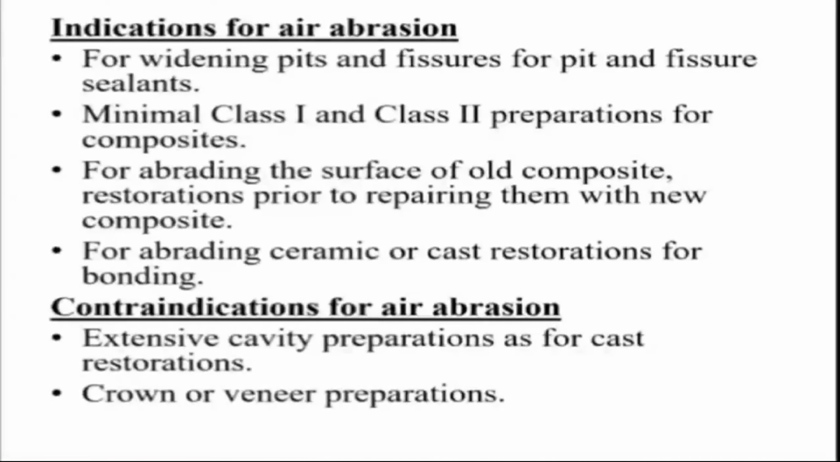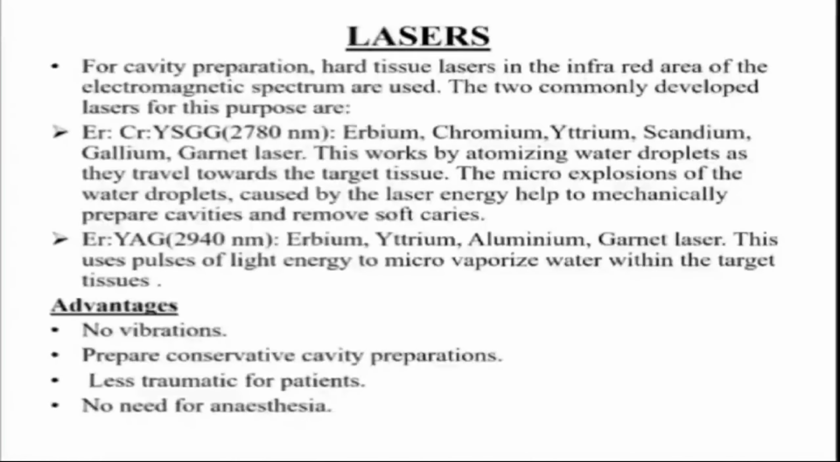These are the indication and contraindications of air abrasion. Indication: it can be used in minimal class 1 or class 2 preparation for composites, and cleaning pits and fissures for pit and fissure sealant. Contraindication: extensive cavity preparation, it cannot be used, and not used in case of crown or veneer preparation.